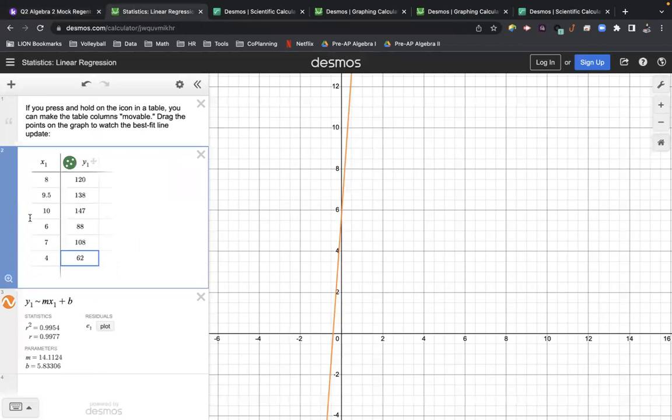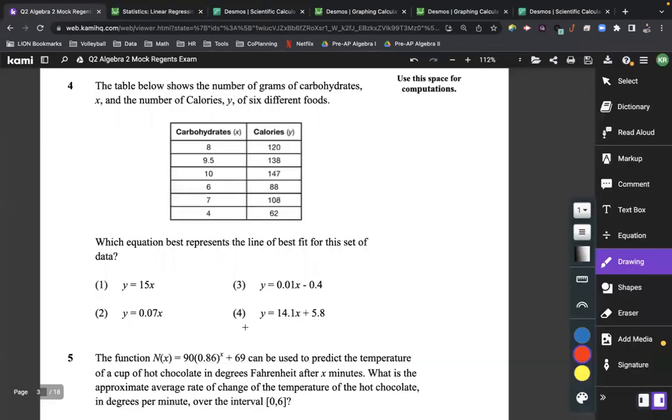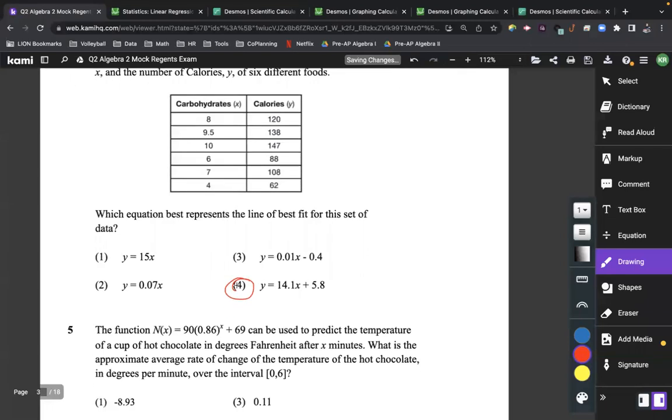I populated these numbers into the Desmos linear regression calculator. Basically, like your calculator would, I put all my x values in and all my y values in, and I made sure that every domain had a range. So here is my information. I know that my b is 5.8, and I know that my m is 14.1. After doing all those calculations, I get the right answer on the calculator, which in this case is number 4.